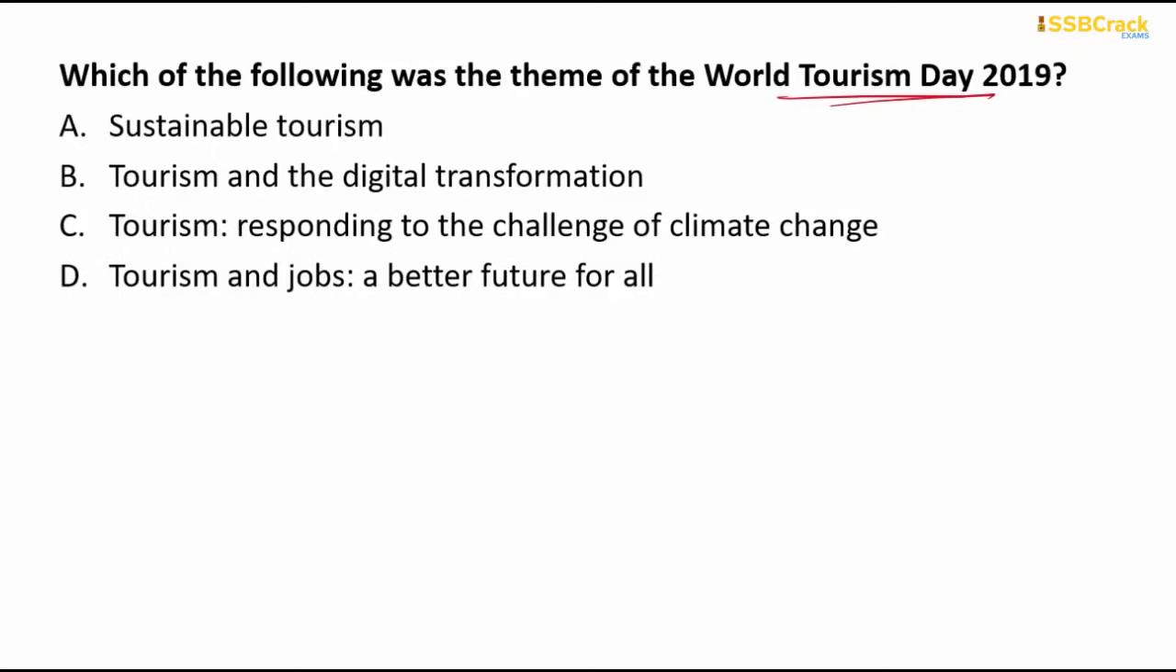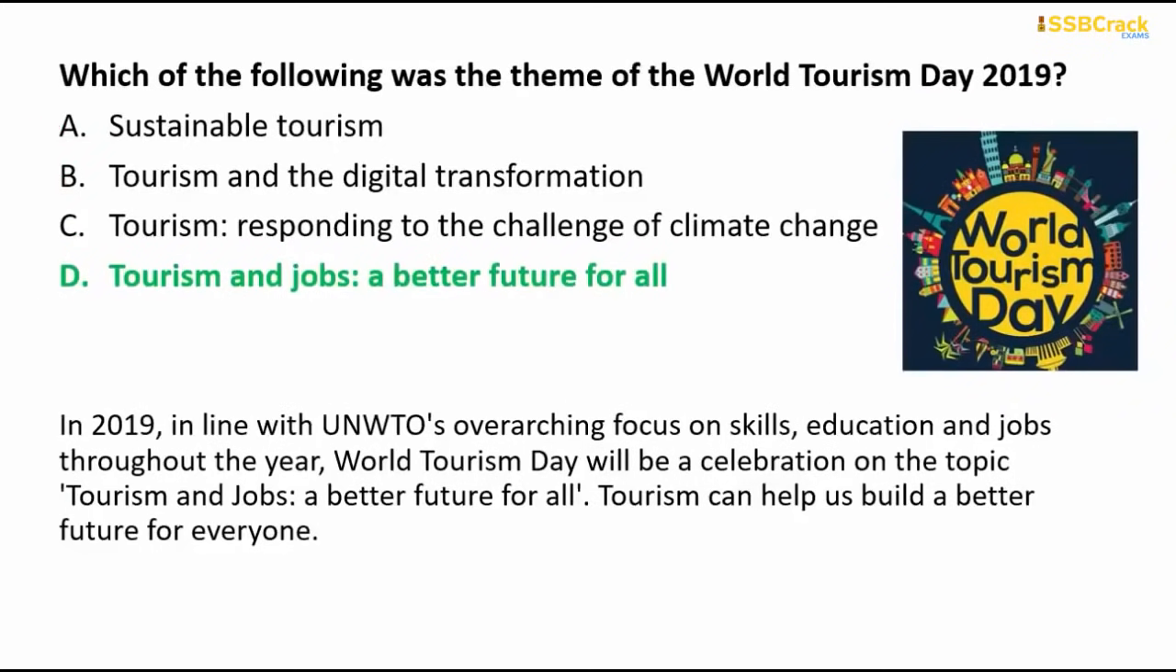Is it A, sustainable tourism, or tourism and the digital transformation, or tourism responding to the challenge of climate change, or tourism and jobs, a better future for all? And the correct answer for this is option D, tourism and jobs, a better future for all. So the theme for the World Tourism Day 2019 is tourism and jobs, a better future for all.